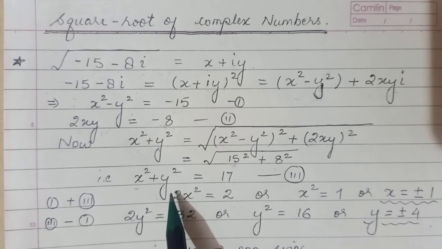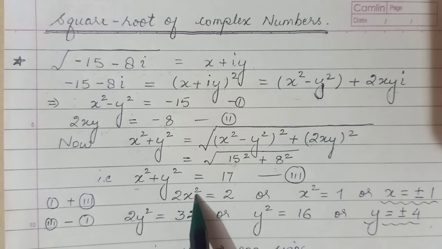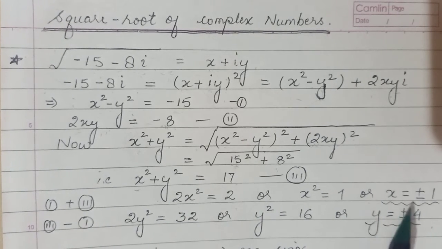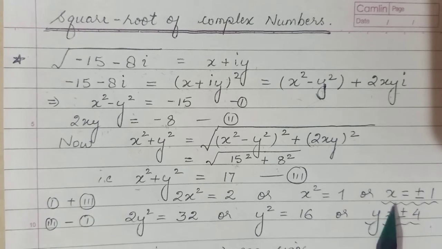Solving it further to find our x, dividing by 2. This becomes x square is 1, or x is plus minus 1. Okay. Now we'll find y.